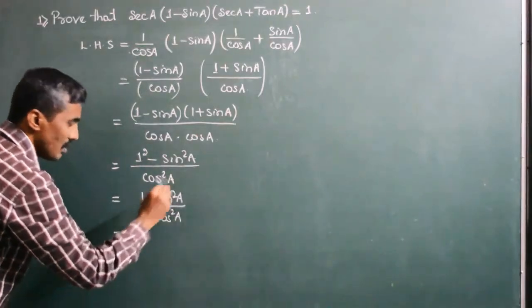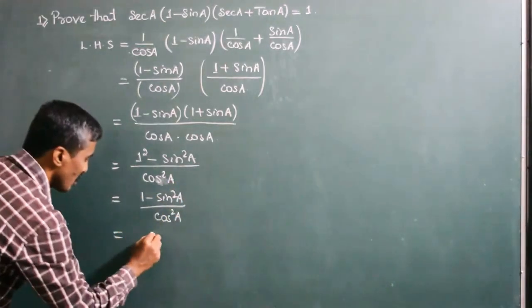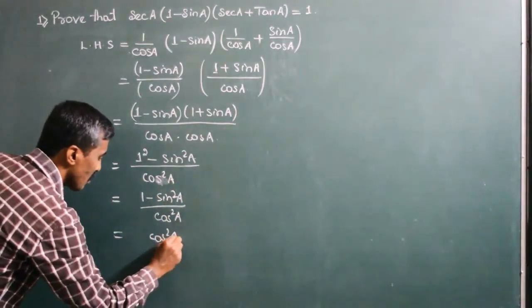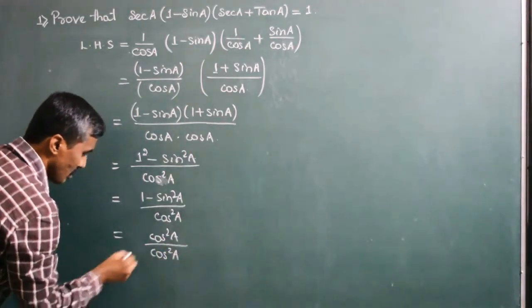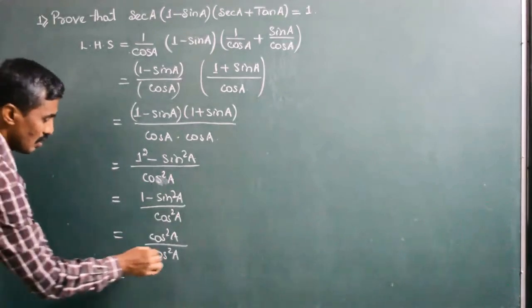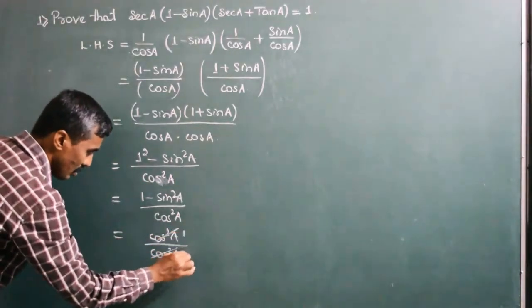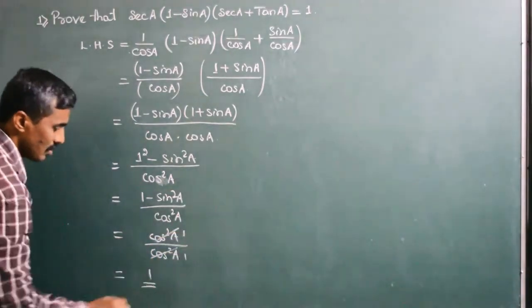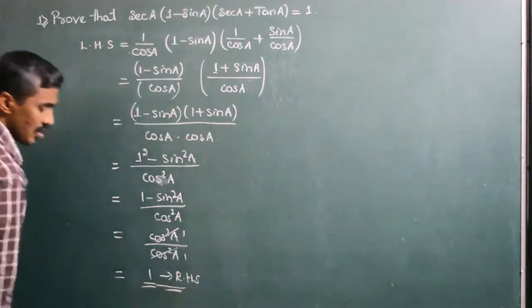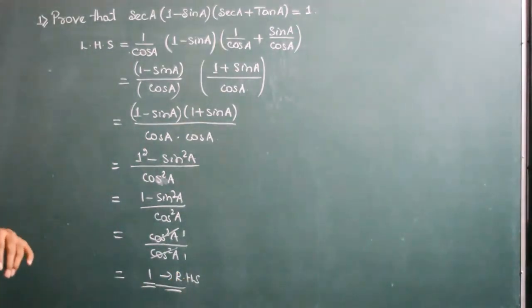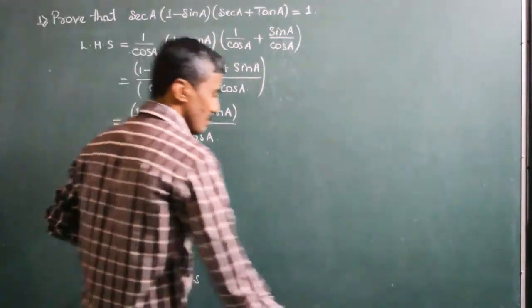So what is 1 minus sin square a? That is cos square a, divided by cos square a. So the same term in the numerator and denominator cancels. So 1 by 1, what is 1 by 1? 1, that is our RHS. Okay. Now I will move on to the second problem.